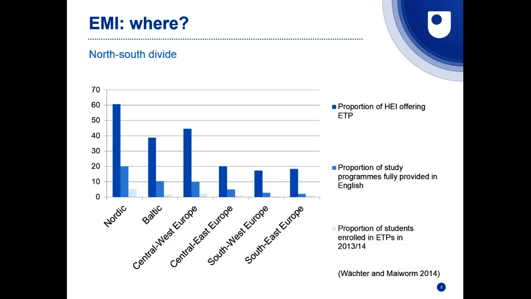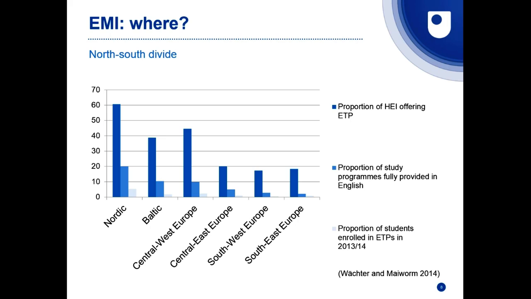Within Europe, scholars are beginning to detect some variation as to what regions EMI spreads most in, and there's talk of a North-South divide, with the Nordic and Baltic regions and Central West Europe leading the provision of EMI, and the rest of Europe lagging somewhat behind. This is measured on three indicators: the proportion of higher education institutions that offer English taught programs, the proportion of study programs that are fully provided in English, and the proportion of students enrolled in English taught programs in the academic year 2013-14.